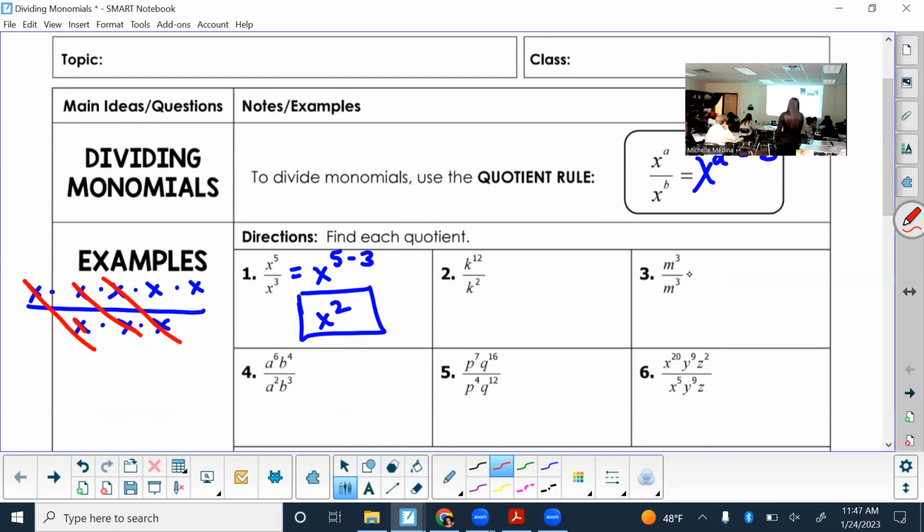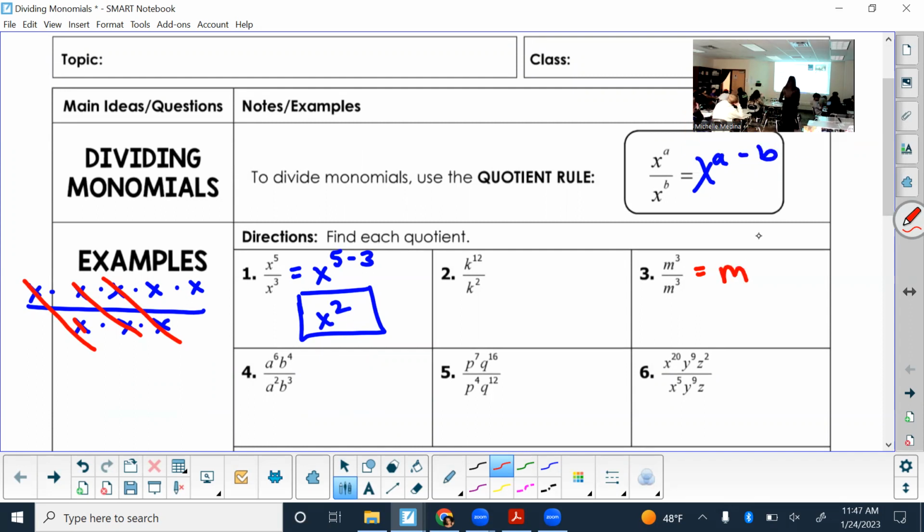All right, let's look at 3 real quick. I have m cubed divided by m cubed. Rule is that we do what with the exponents? Subtract them. So m to the 3 minus 3. What's 3 minus 3? 0. And anything to the 0 power ends up being 1. So my final answer for that one is 1. That's because you have the same thing on top and bottom of the fraction, right? It cancels out to 1.